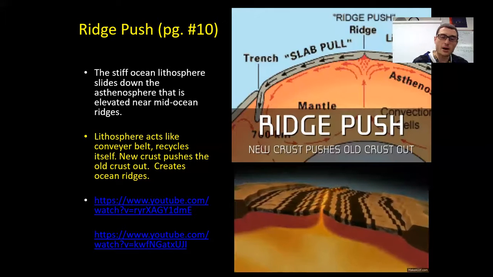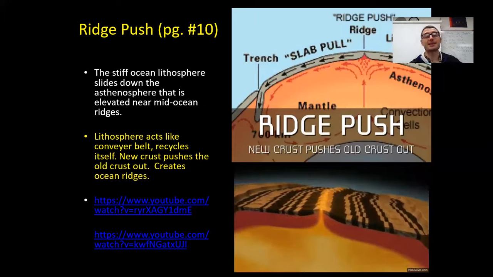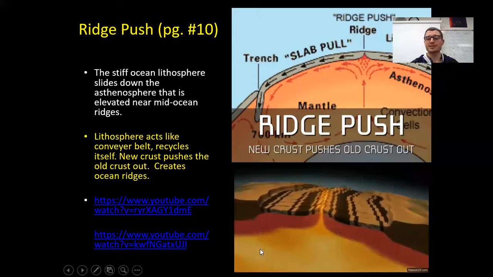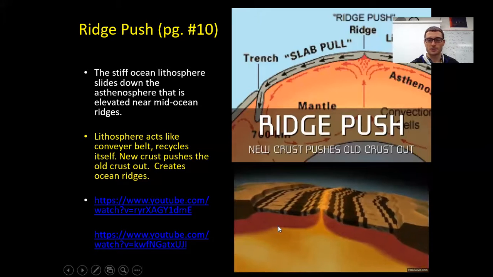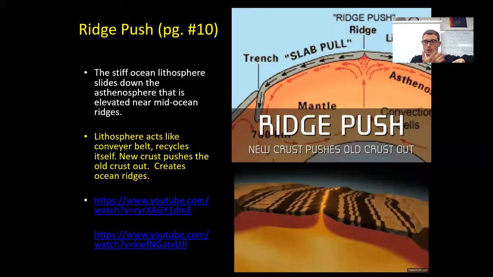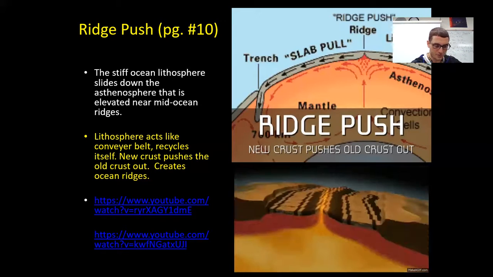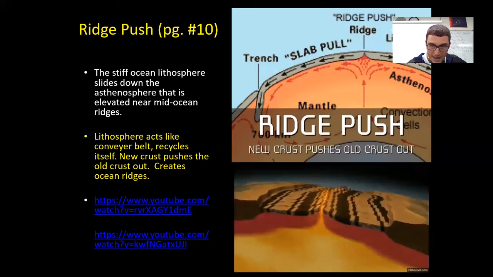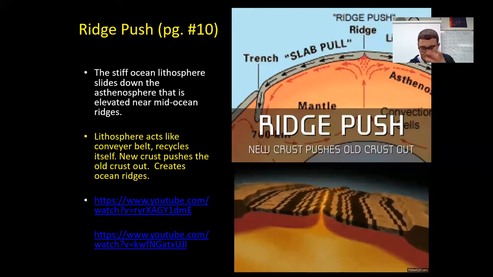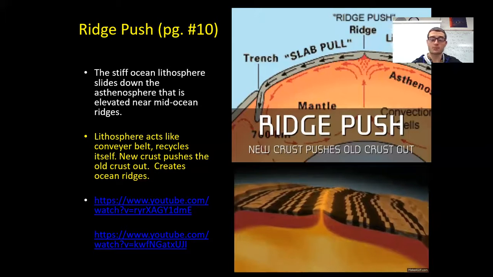Lithosphere acts like a conveyor belt, recycles itself, new crust pushes the old crust out, creates not ocean trenches, instead we've got ocean ridges. And you guys can see a great example right here on the GIF at the bottom. So the plate gets pulled apart, pushed apart, new crust comes up, new magma comes up, and sometimes we get volcanic mountains from this, guys. We get island chains in the Pacific Ocean. Great example would be the Hawaiian Islands, right? So go ahead and make sure you write ridge push down.